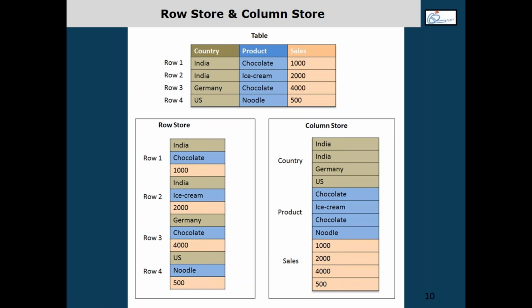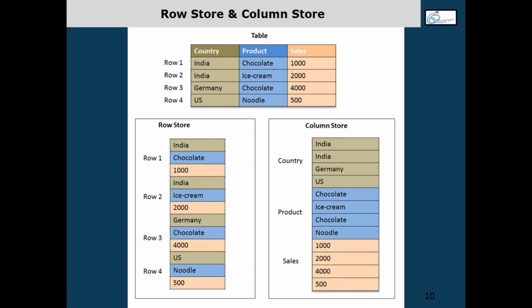So now you understand what is a row? This is row 1, this is row 2, this is row 3, and this is row 4. And this is column 1, this is column 2, and this is column 3. Now you understand what is a column and what is a row of a table.